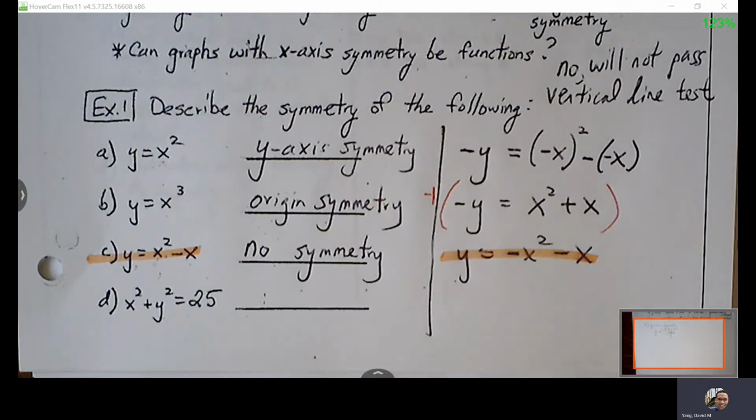Okay, x squared plus y squared equals 25. Anybody know what that graph looks like?